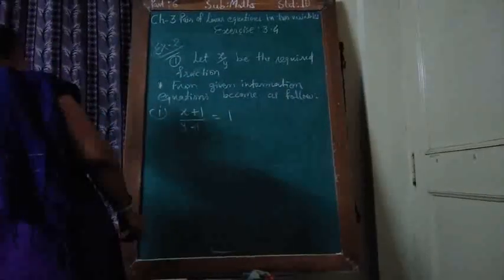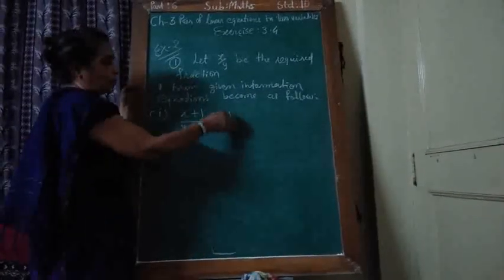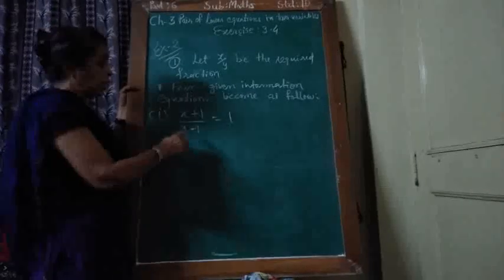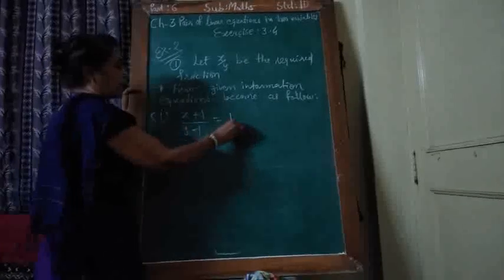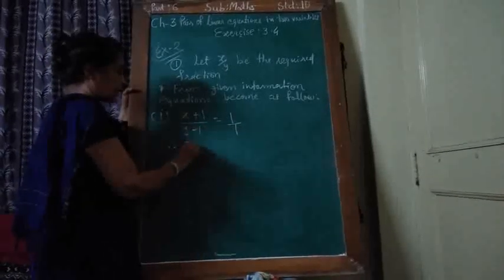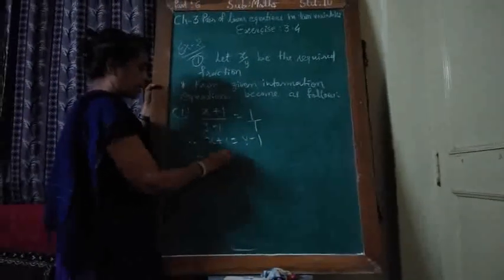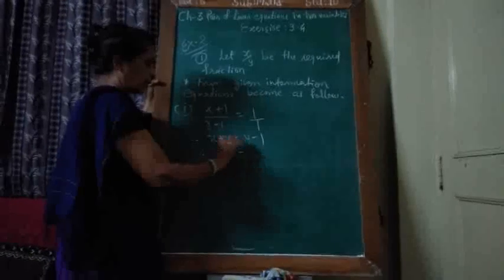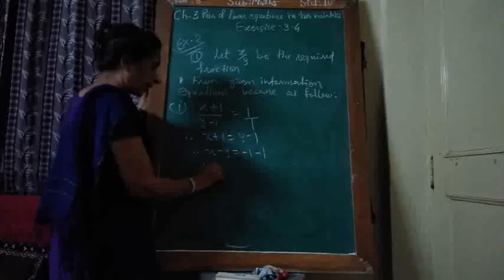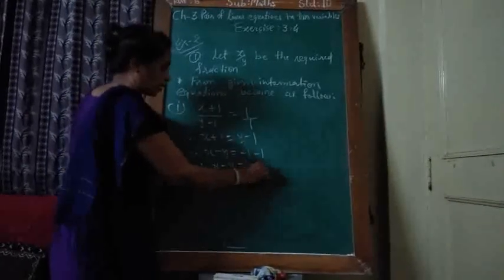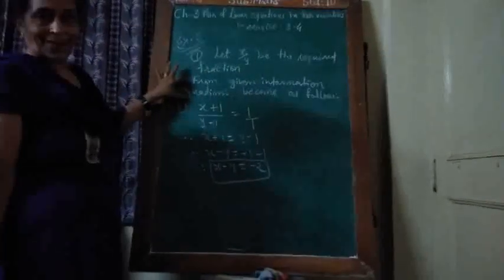This type of example comes in exercise 3.3, where a fraction like 9 upon 11 is given. Here they said it reduces to 1, so x plus 1 upon y minus 1 is equal to 1. If you simplify this, x plus 1 is equal to y minus 1, and therefore x minus y is equal to minus 1 minus 1. So you get x minus y is equal to minus 2. This way I obtain one equation from this information.